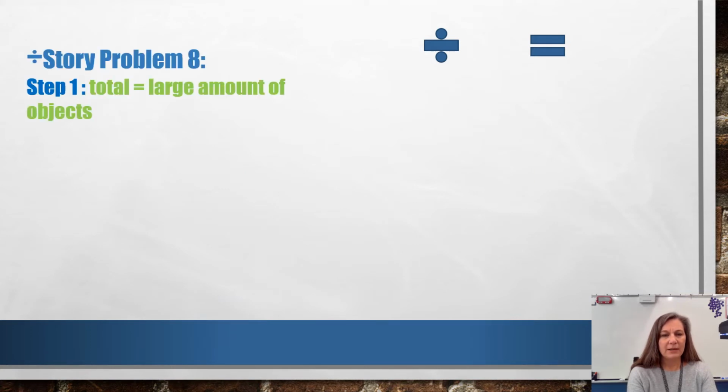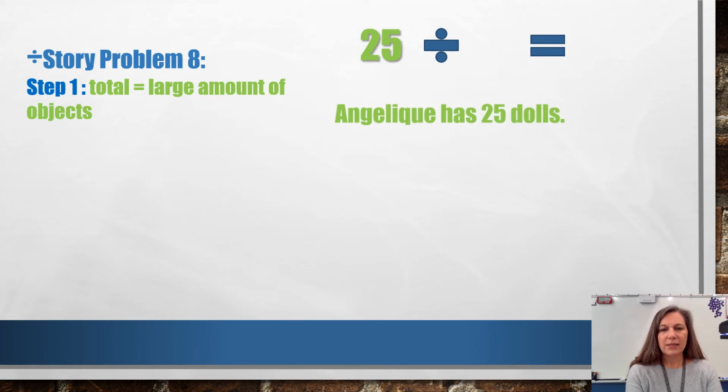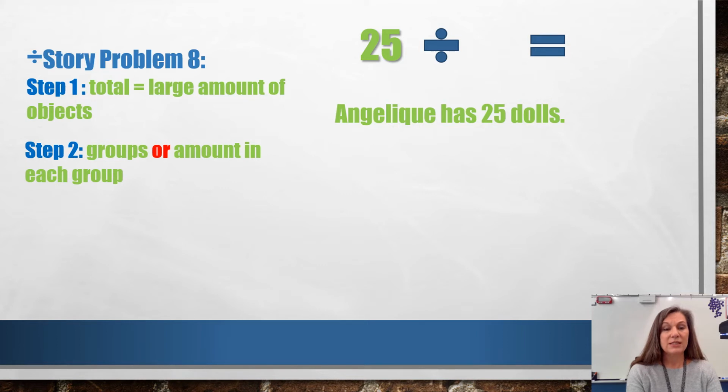Let's look at number 8. Our division sentence starts with 25. So we have 25 total objects. We want to write a sentence that tells us how many total objects we're going to break apart. So let's say Angelique has 25 dolls. That's going to be step 1. We have a sentence that tells us our total objects, the 25 dolls. Step 2 is asking us to break up or share those dolls into smaller groups.